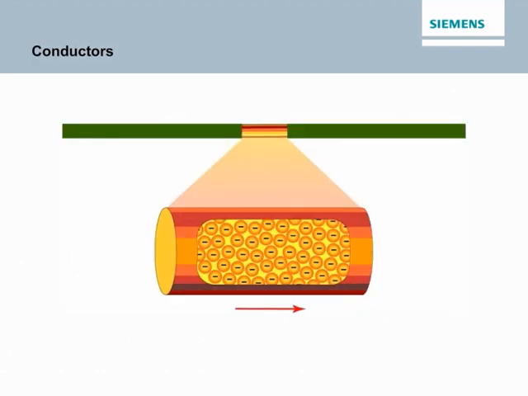An electric current is produced when free electrons move from one atom to the next. Materials that permit many electrons to move freely are called conductors. Copper, gold, silver, and aluminum are examples of materials that are good conductors. Copper is widely used as a conductor because it's one of the best conductors and is relatively inexpensive.